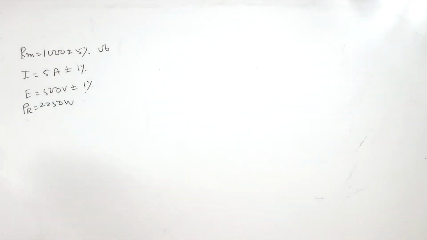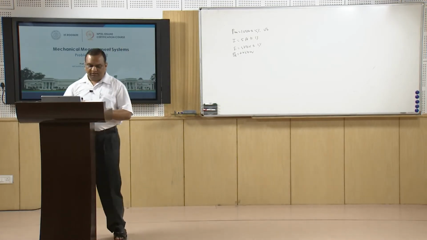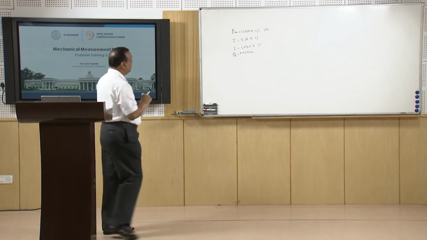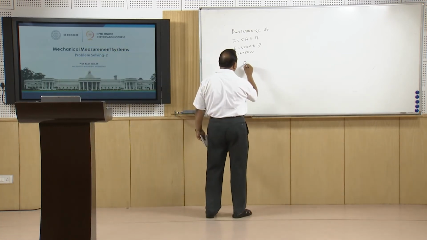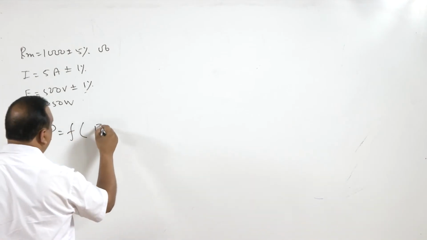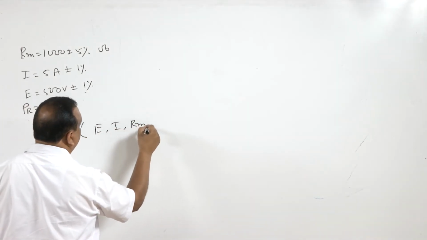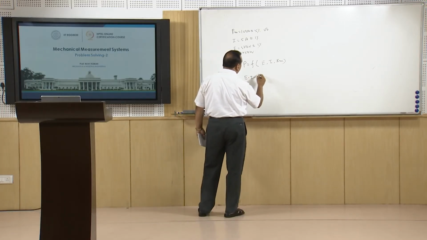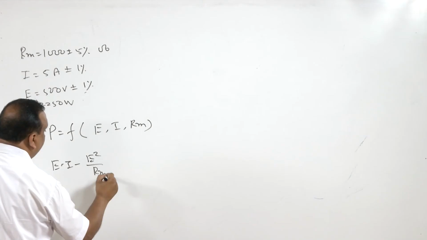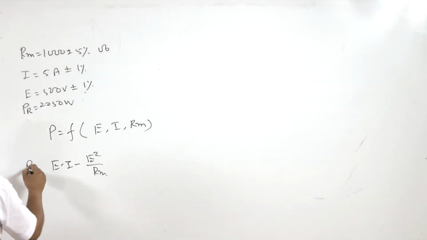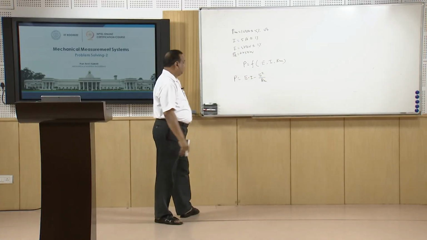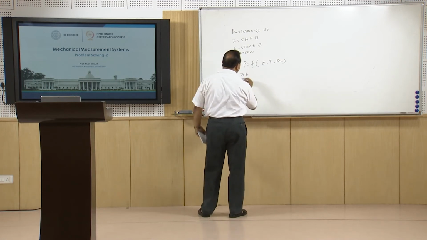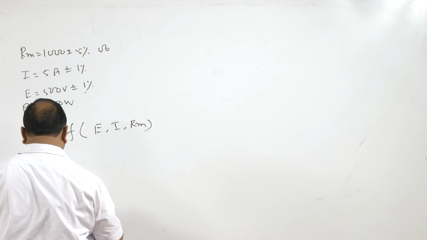Now we have to find the uncertainty in the measurement. So power is a function of E, I and Rm, because we calculated P is equal to EI minus E square upon Rm. So it is a function of E, I and Rm. Right? Now we will take del P by del E. Now the equation remains the same.